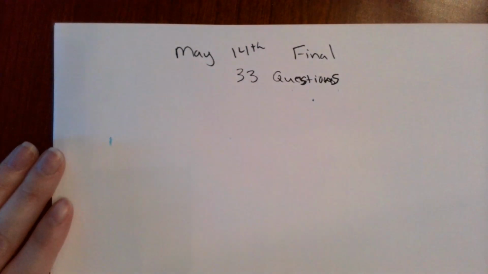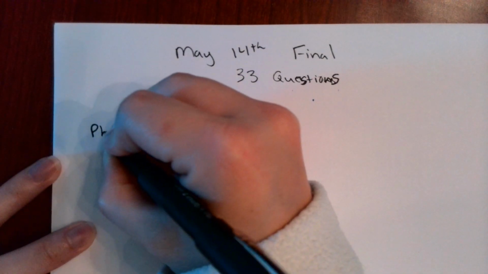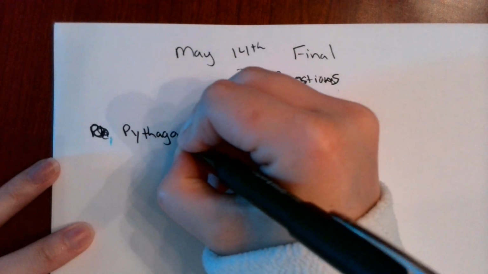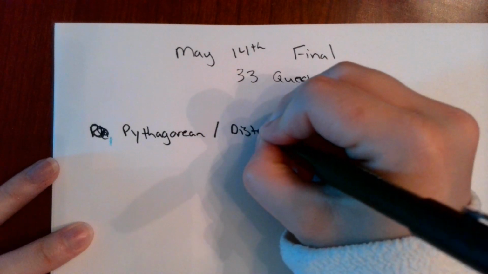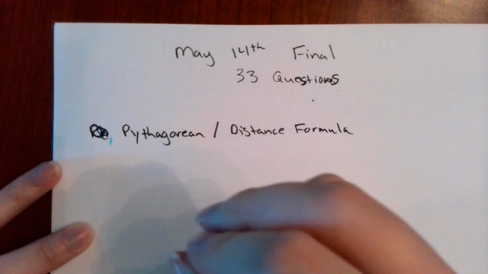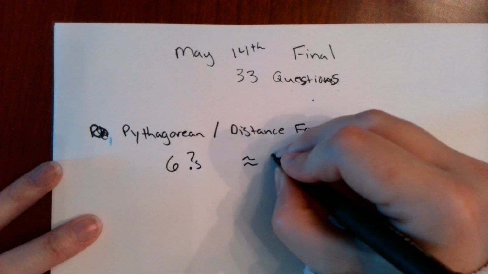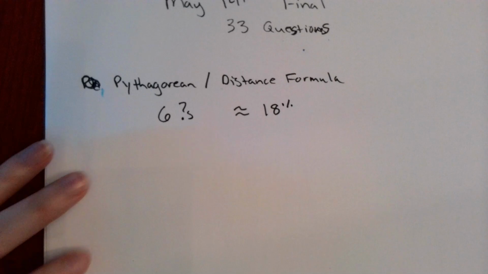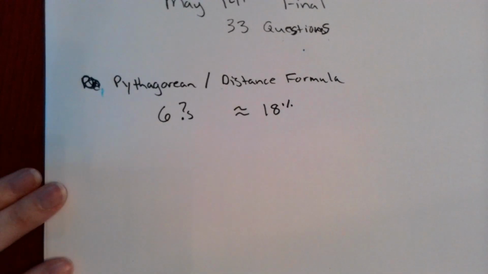So let's go ahead and do a quick breakdown. Your main topics: we're going to talk about Pythagorean theorem. So we have Pythagorean theorem and distance formula. And for that, this is going to be 6 questions, which is roughly 18% of the exam.